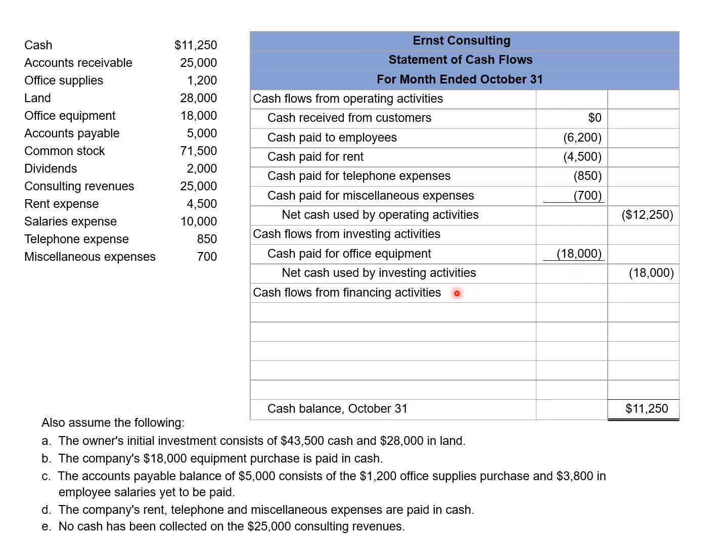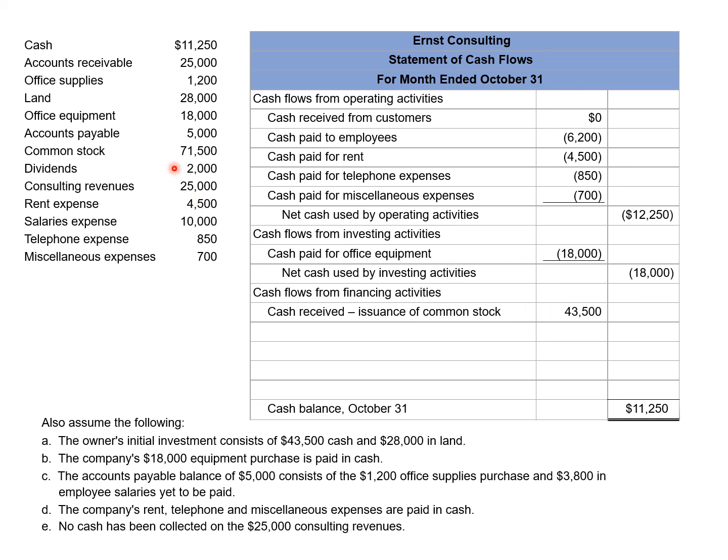Then moving on to our financing activities. So we have no long-term debt. There's no loan payable or anything like that. We just have common stock and dividends. And so our common stock is $71,500. However, in letter A, they tell us that only $43,500 of that was cash because the other piece was the land. So then we have cash received from the issuance of common stock of $43,500.